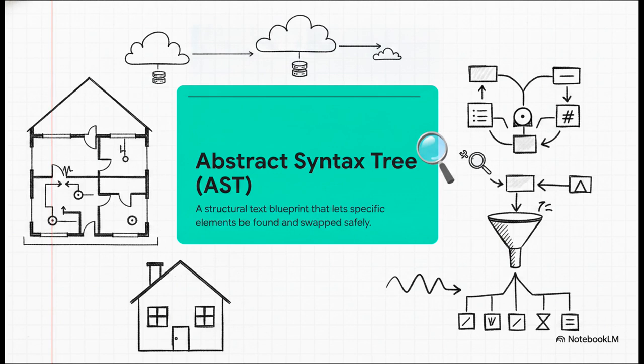It allows us to take raw Markdown text and convert it into a traversable structure, specifically a Markdown Abstract Syntax Tree, or MDAST. Because we have this structure, specific elements can be easily found, manipulated, and swapped out without breaking the entire document.